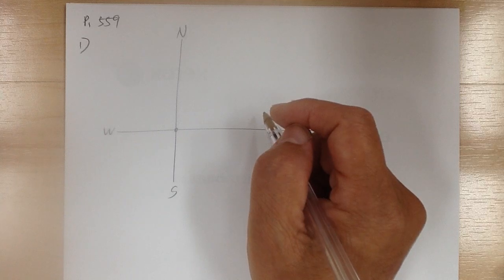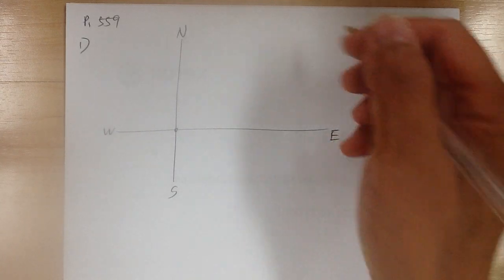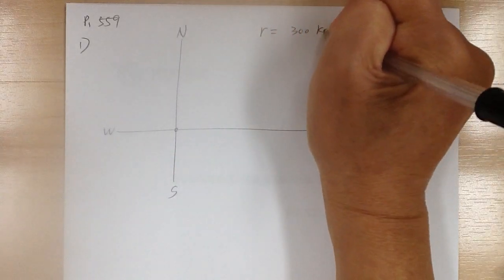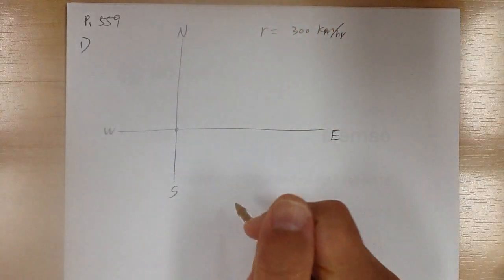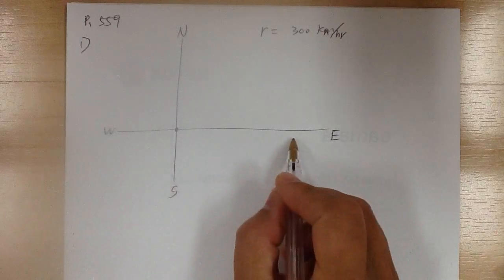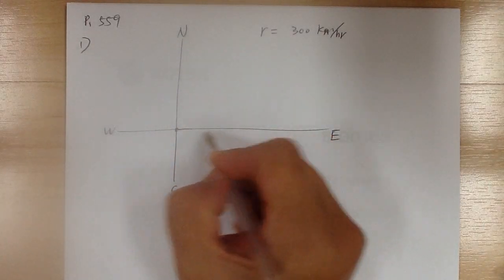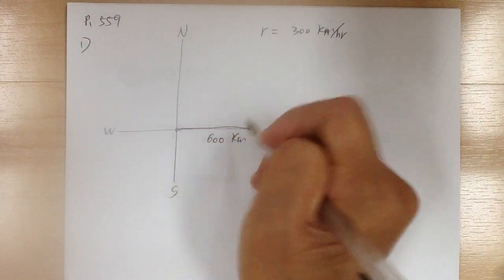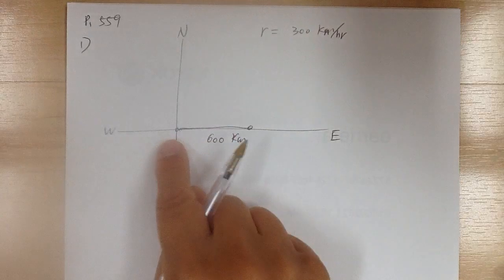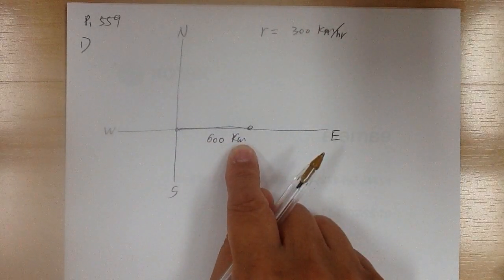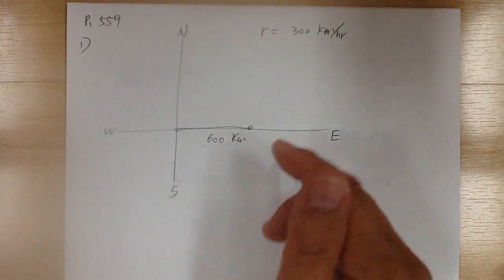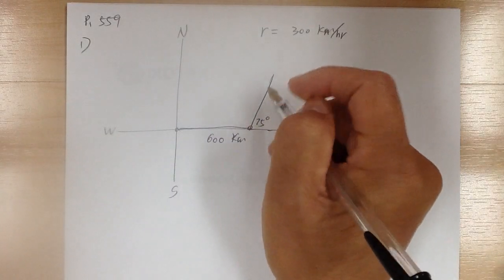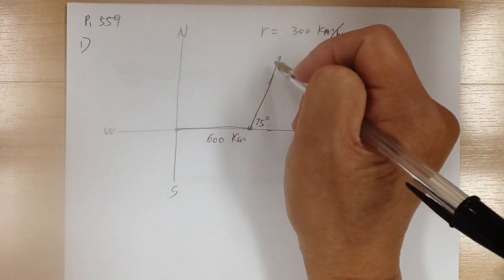Okay, so the speed, the rate, is equal to 300 kilometers per hour. So she flew due east for 2 hours. So if it's 2 hours, this will give you 600 kilometers, right? Because 300 kilometers per hour, so 2 hours will give you 600. Then she turned at a 75-degree angle. So this will be a 75-degree angle. And so she will keep going.